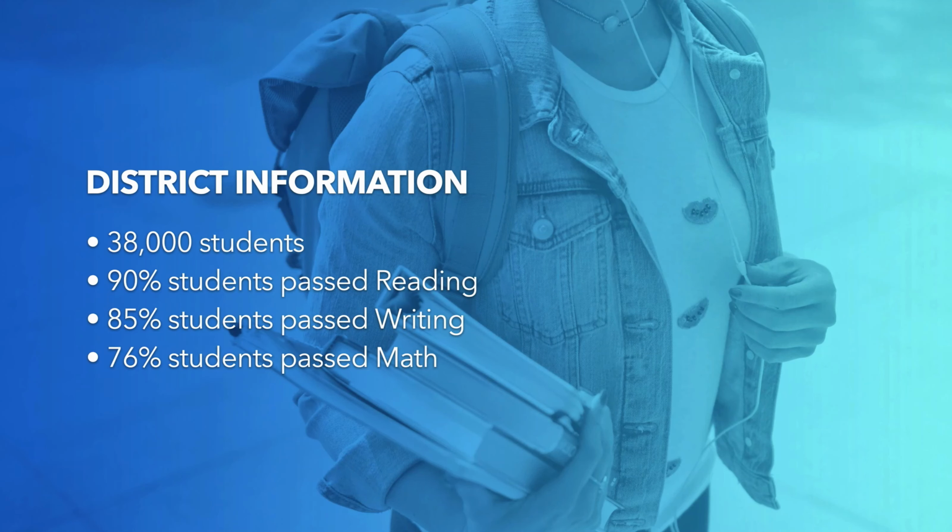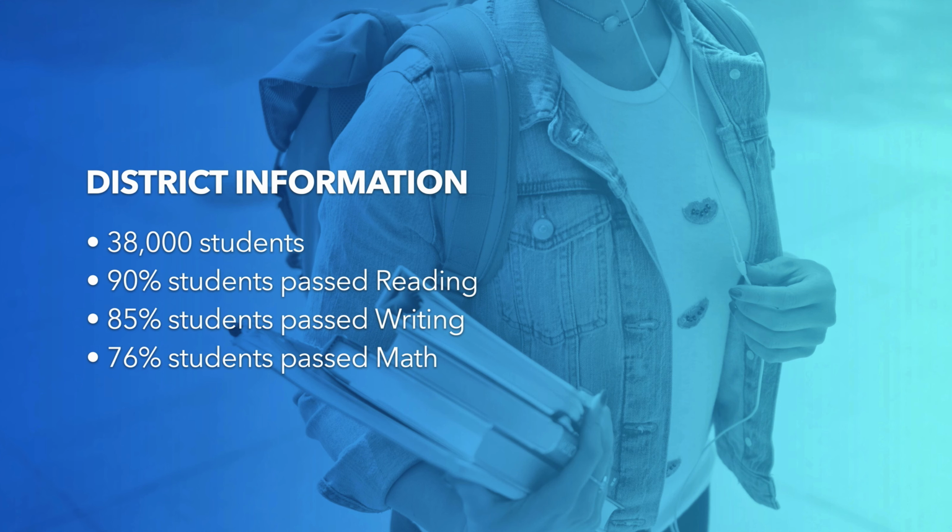Okay, here is the color transparency tutorial. So this is a before. We want to try to figure out how to make this data look a little bit more interesting. So we're going to focus in on the first two bullet points, 38,000 students, 90% of students passed reading.